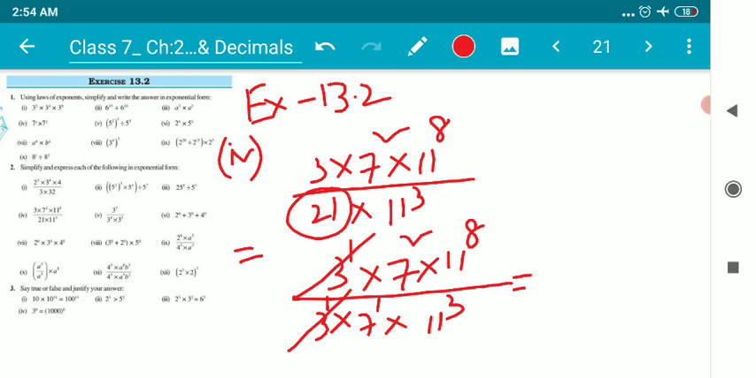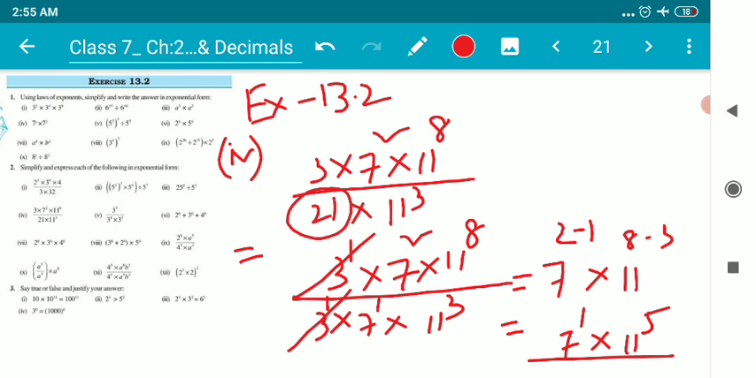Power gets subtracted. So here it can be seen that 7 to the power 2 divided by 7 to the power 1. So what I'm going to write over here, I'll write 2 minus 1, into 11 to the power 8 divided by 11 to the power 3. So I'll write them as 11 to the power 8 minus 3. Fine. So 7 to the power 2 minus 1 can be written as 7 to the power 1, into 11 to the power 8 minus 3 can be written as 11 to the power 5. That's all. This is what my answer is, children. Okay, very simple.